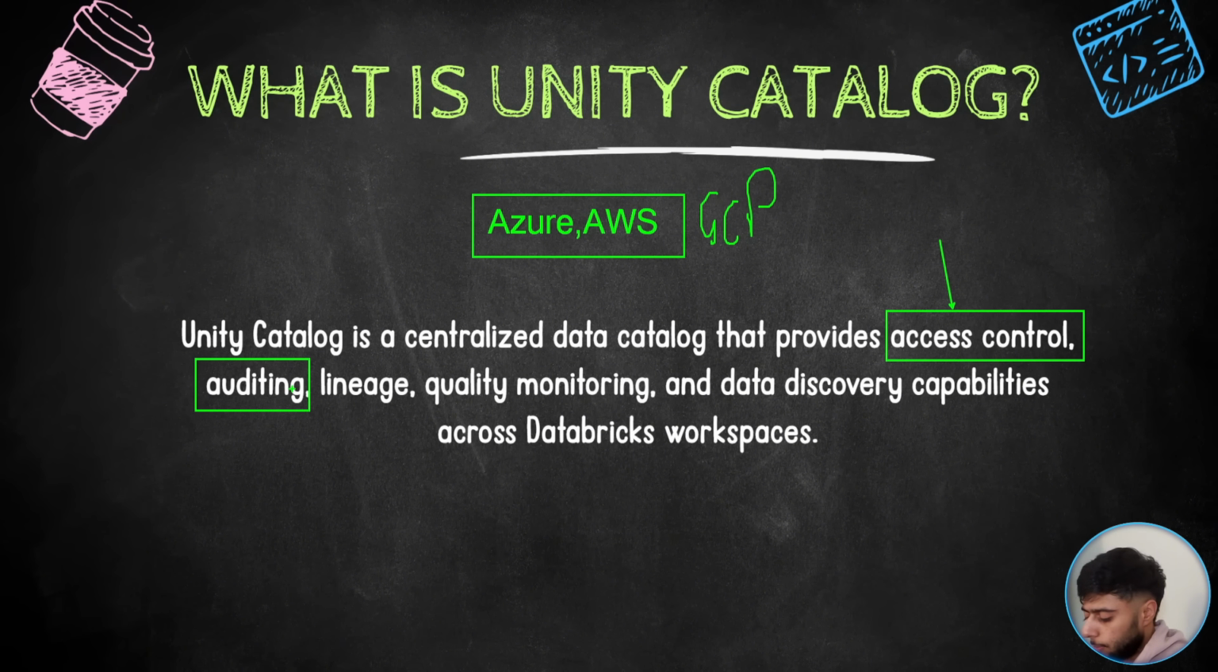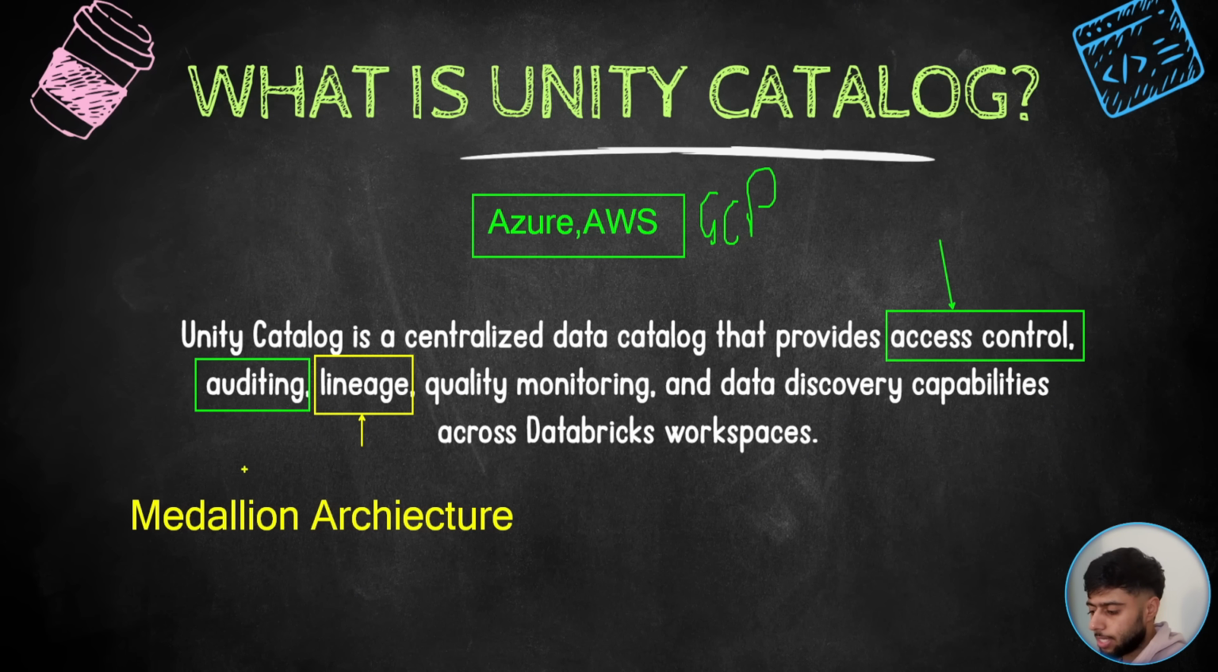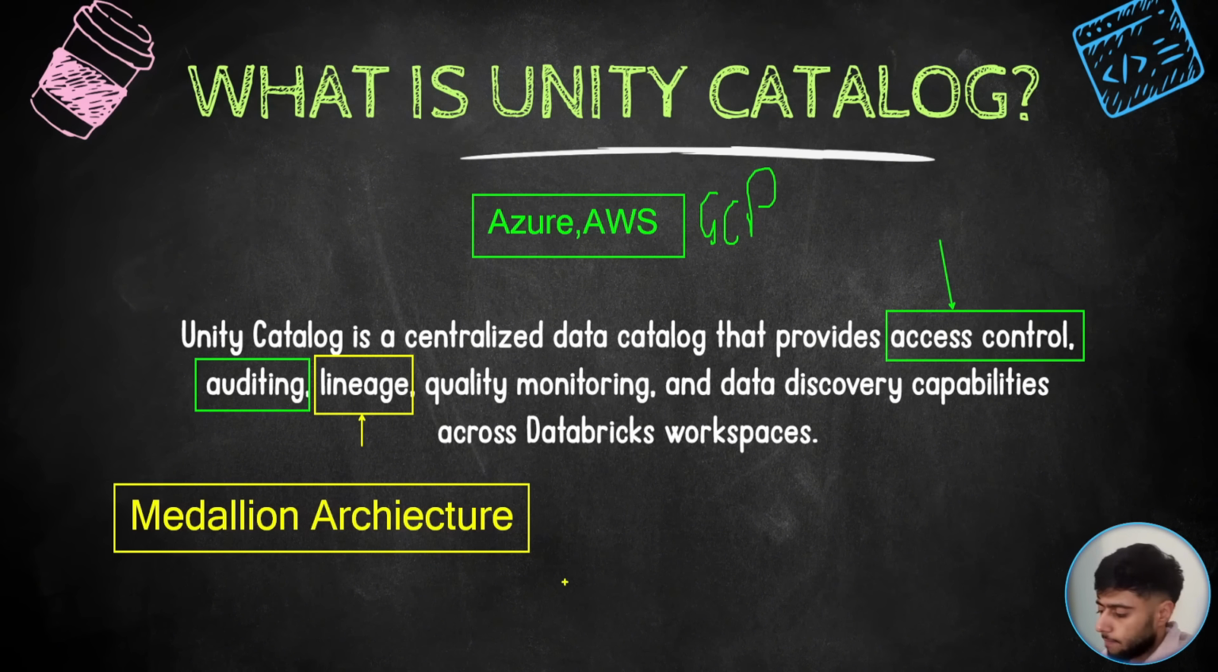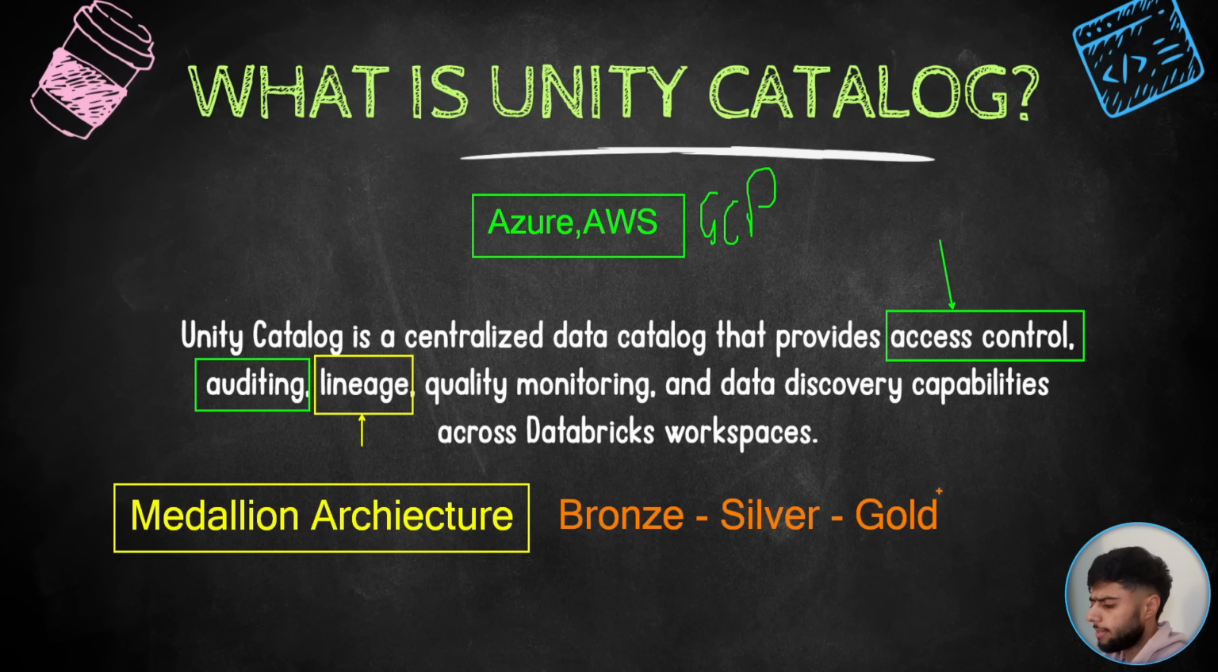Then lineage. This is very important, and I love this feature, lineage. Let's say you have heard this concept called medallion architecture. If yes, then it's good. Otherwise, do not need to worry, because medallion architecture is the modern data engineering architecture that we use to build projects, where we create 3 layers. The 3 layers are called bronze, then silver, then gold. So let's say you have 3 tables in the gold layer.